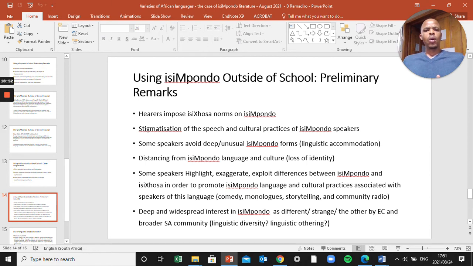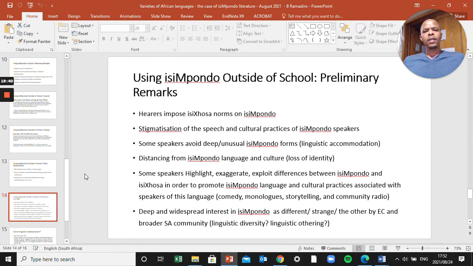But again, I think what we can observe is that there is a perception, at least from the participants, that there is deep and widespread interest in isiMpondo as different, as strange, by speakers of other varieties of isiXhosa in the Eastern Cape, but also in the broader South African community. And this could be a reflection of a general interest in cultural and linguistic diversity in South Africa, or could also be, at the same time, or even alternatively, some form of linguistic othering.